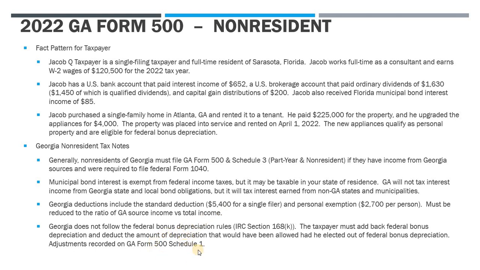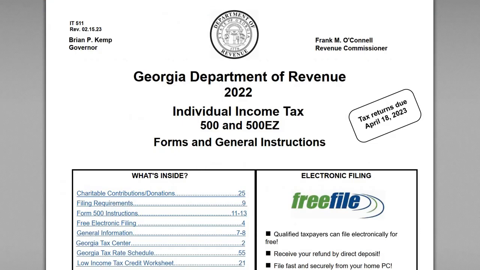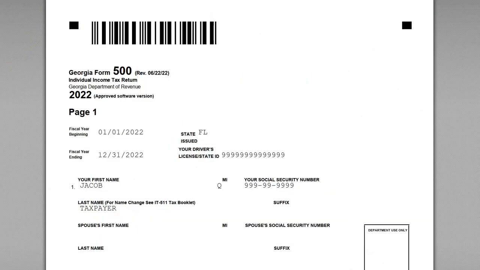And then just to restate what I highlighted earlier about the bonus depreciation, right? So Georgia doesn't follow these federal bonus depreciation rules, so you have to make an adjustment to add back the bonus depreciation as if it didn't happen, and then deduct the amount of depreciation that would have been allowed if you elected out of it. So what is the regular depreciation rate that you can use? So let's have a look at the federal return first, and then we can get into the state return.